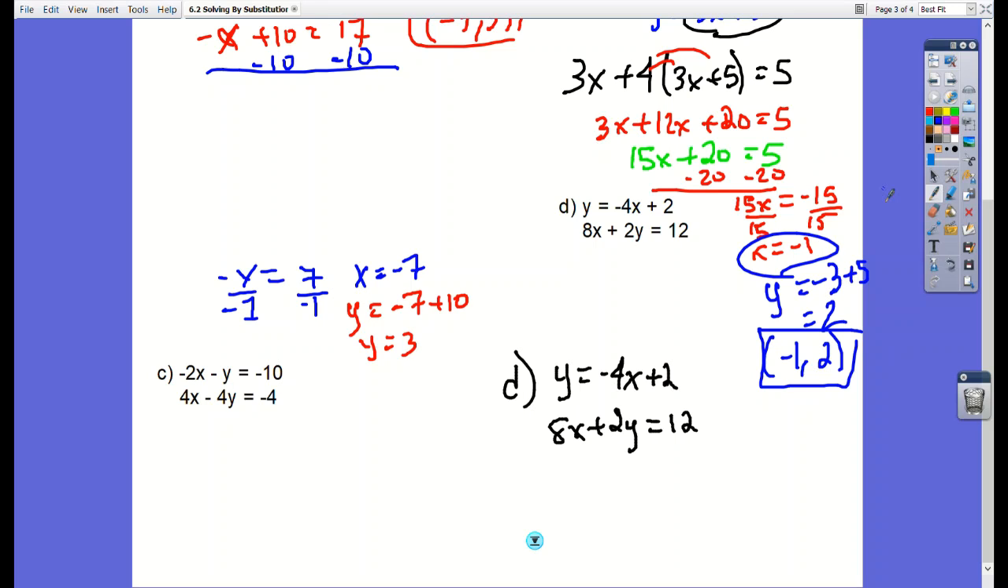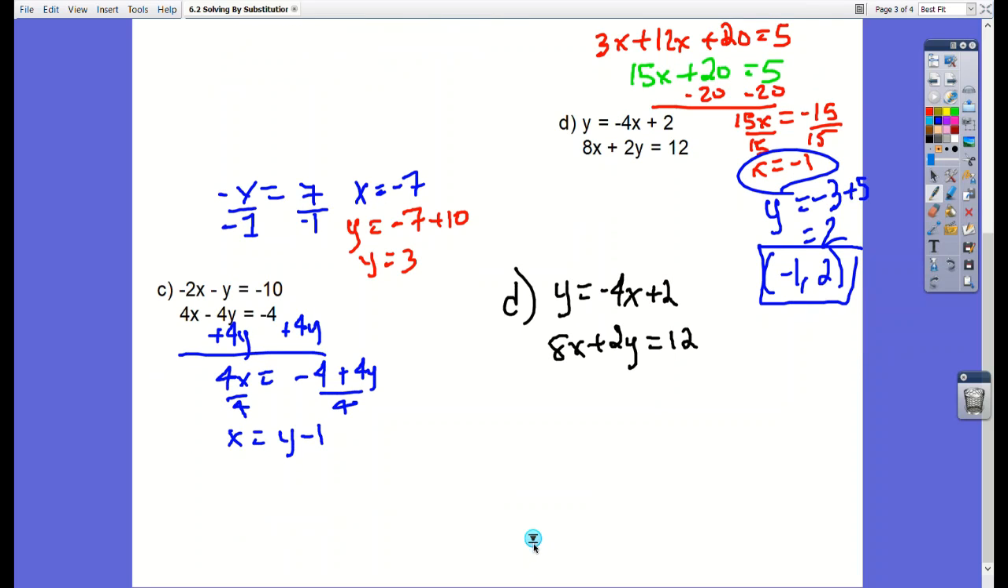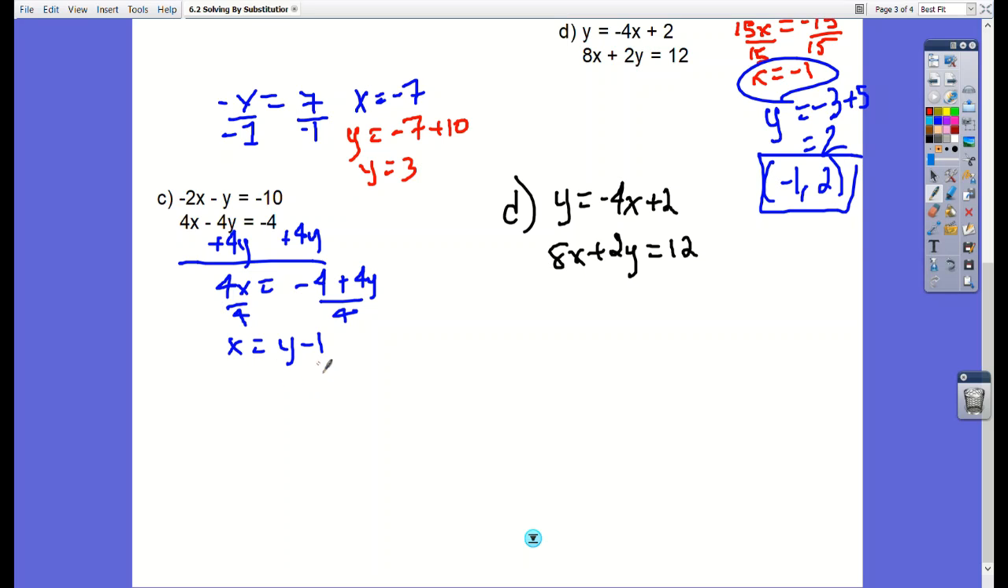So if you guys already started solving for the y, great, finish the problem, and I will go ahead and work through it by using that second x here. Add the 4y over, 4x is equal to -4 plus 4y, divide everything by 4, so x is going to be y minus 1. I like that it's not very complicated, right?